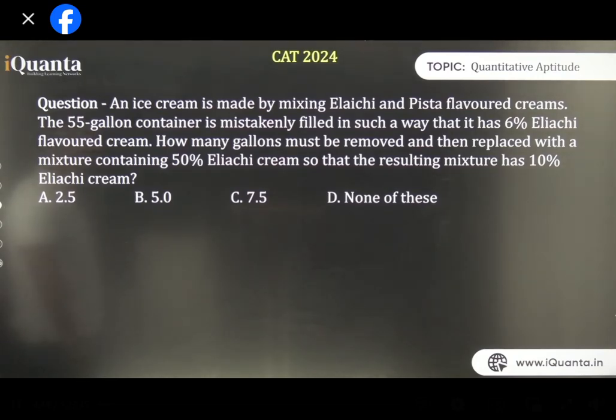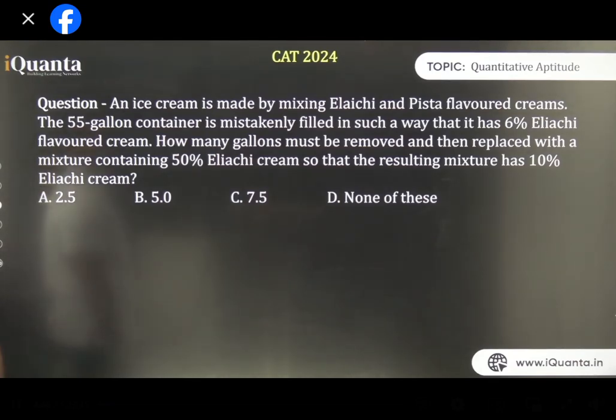An ice cream is made by mixing elaichi and pista flavored creams. A 55-gallon container is mistakenly filled in such a way that it has 6% elaichi flavored cream. How many gallons must be removed and then replaced with a mixture containing 50% elaichi cream so that the resulting mixture has 10% elaichi cream? So it is given that the resultant mixture should be 10%.